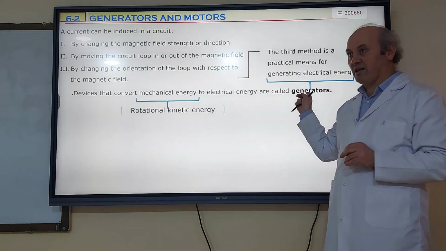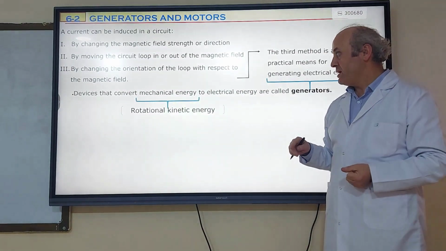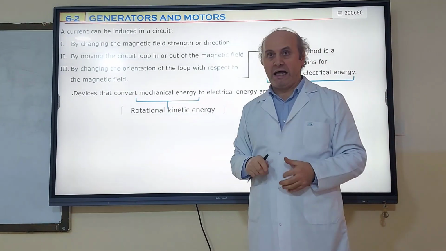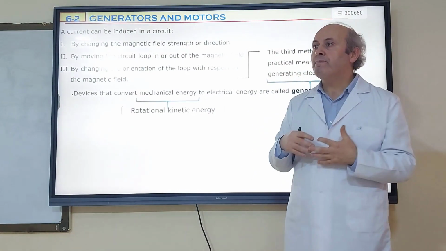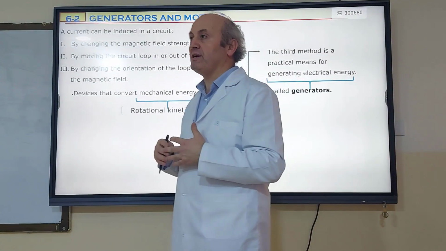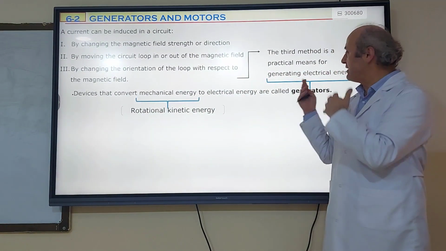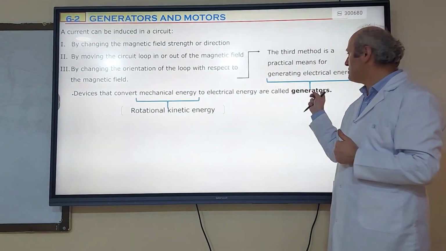We are going to study in detail how this happens. The mechanical energy which we convert to electrical energy is rotational mechanical energy. So we are going to rotate the loop somehow inside the magnetic field, and as the loop is rotating, we are going to induce a current. We will get a current, we will get electrical energy. That device is called a generator.